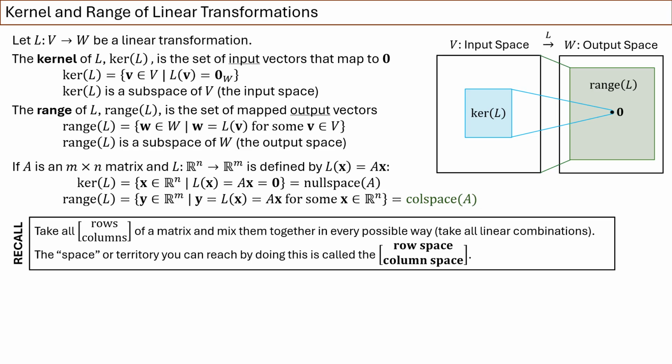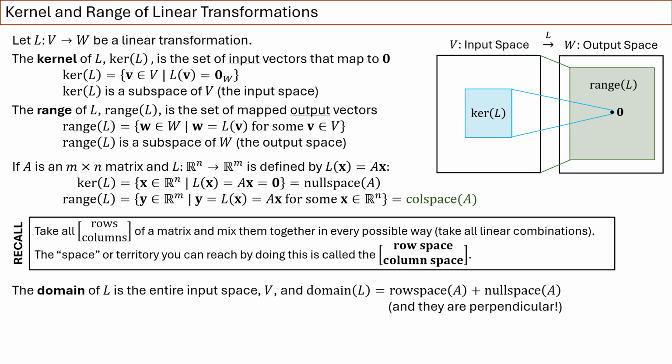Before we connect these further, recall what we discussed about mixing vectors. If you take all the rows of the matrix and mix them together using linear combinations, you create the row space. If you do the same with the columns, you get the column space. This leads us to a fundamental property of the domain.